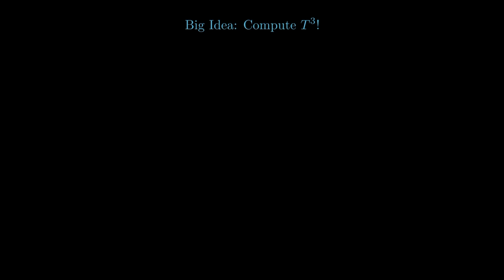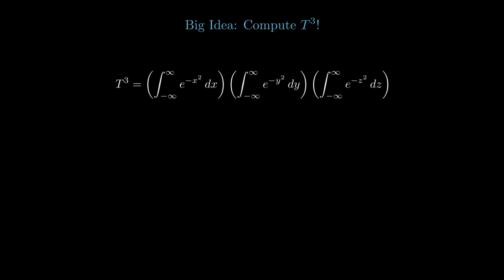All right, here's our first big idea. Instead of tackling t directly, let's think bigger, literally. We're going to compute t cubed, which is t times t times t. That means we take our integral, which is e to the negative x squared dx, and multiply it by 2 more just like it, but with y and z instead of x. So we have the integral of e to the negative y squared dy, and the integral of e to the negative z squared dz. Multiply 3 integrals, x, y, and z.